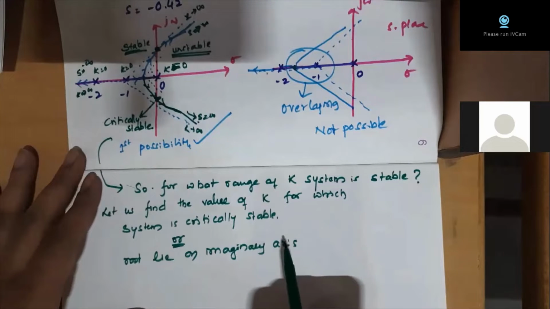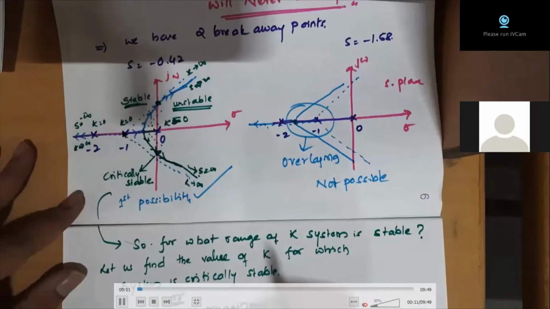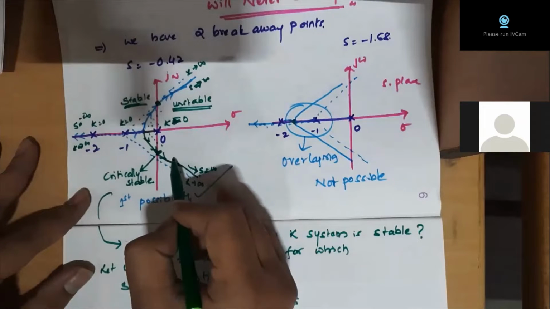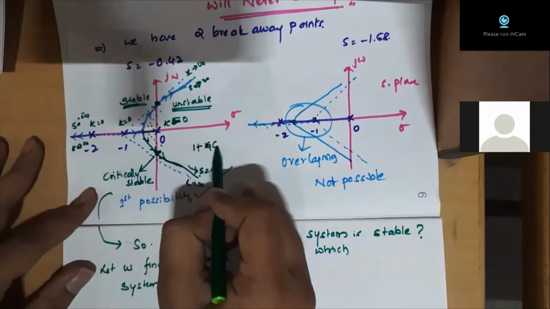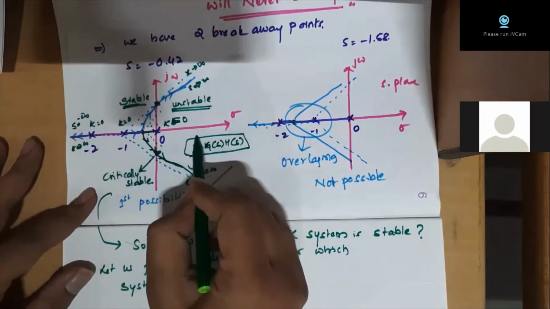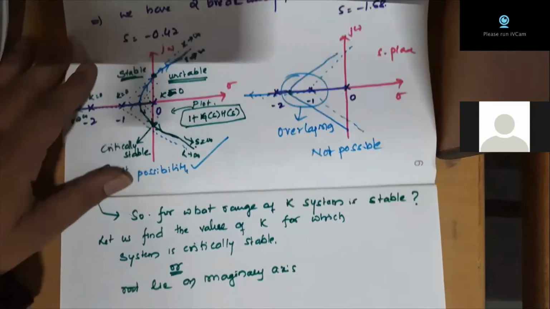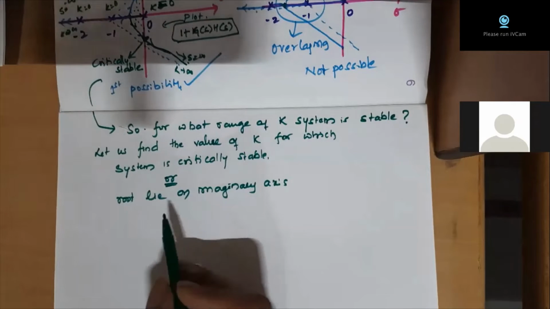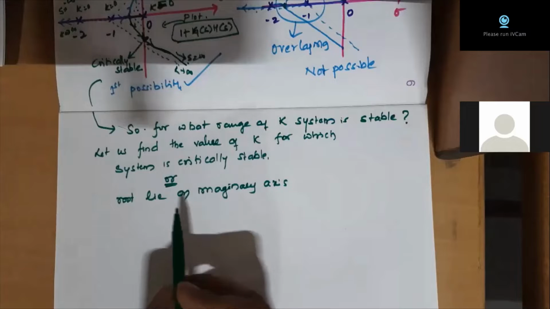Fine. So look at the root locus clearly. The branches of root locus have moved like this, 3 branches in total, and we have plotted this graph for the 1 plus g of s h of s function. So this root locus is for 1 plus g of s h of s function. So what modification can we make to find k?